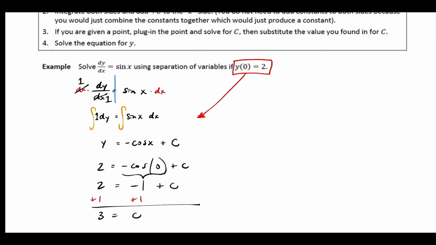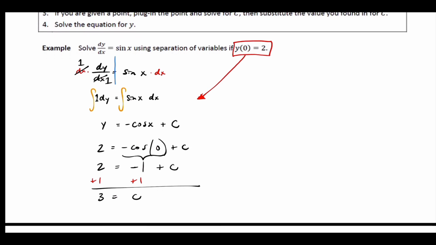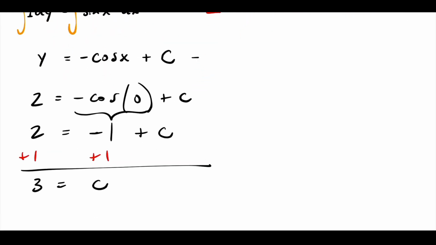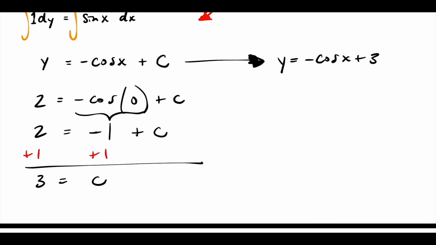Step 4, solve for y. I'm going to substitute the value I found for C. So y equals negative cosine x plus 3. Last step, solve for y. Well, this one's already done. We already solved it for y, so we don't have to do that step. Most of the time, you will have to do that step, but for this problem, you didn't have to.